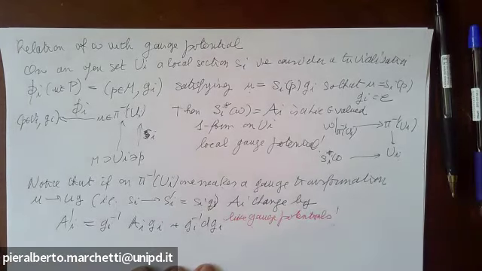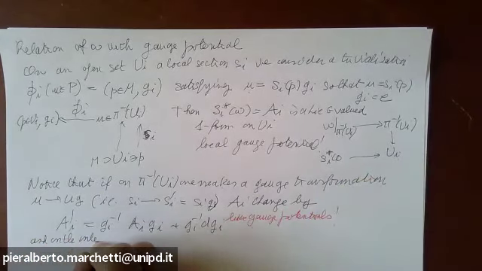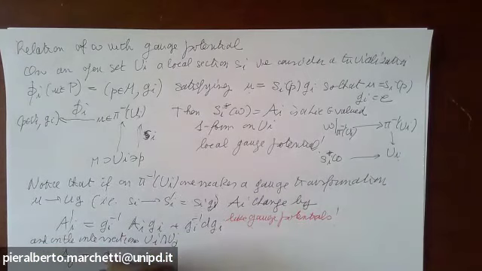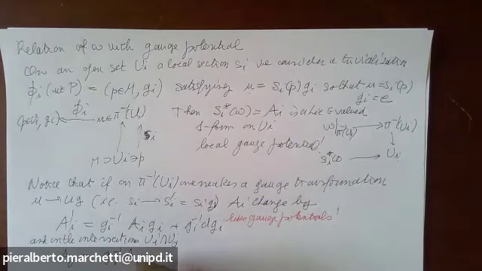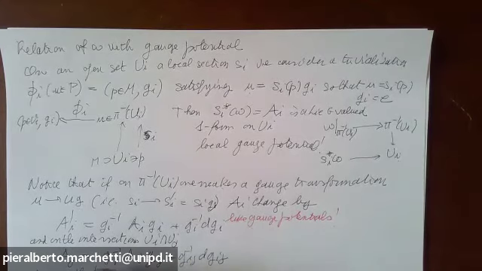So let me just take the intersection. On UI intersection UJ, AJ is equal to GIJ to the minus 1 AI GIJ plus GIJ to the minus 1 dGIJ, where the GIJ are the transition functions of the bundle.